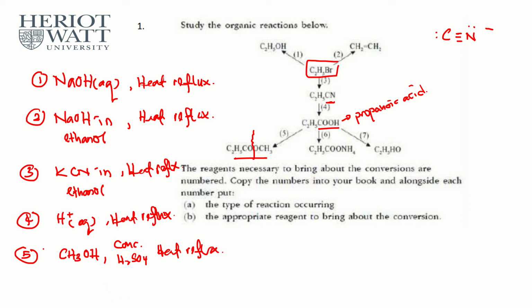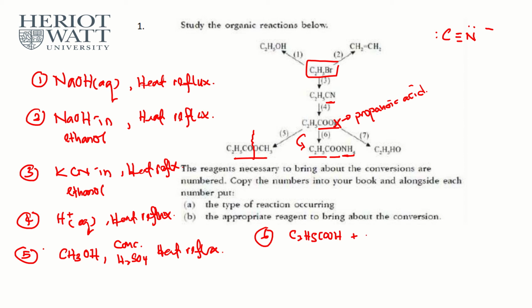Okay, that's reaction number 5. And reaction number 6 then. So in this case, again, changing from carboxylic acid, propanoic acid, into this. So what is that? C2H5COO is still the same. Again, it's just because the H is replaced by ammonium. So this is a neutralization reaction. Let me show you the equations.